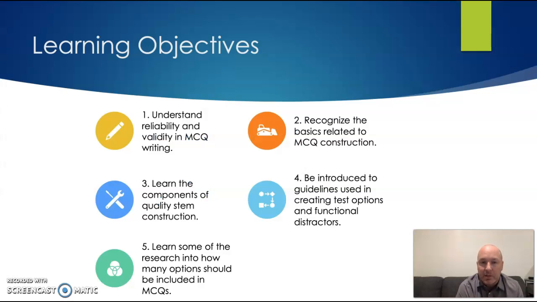Here are today's learning objectives. These 5 objectives are concerned with a brief overview into how to begin to write quality multiple choice questions. It's a subject that could take quite a bit of research and understanding to master, and today's session is just serving to help orient you to beginning to write quality multiple choice questions.